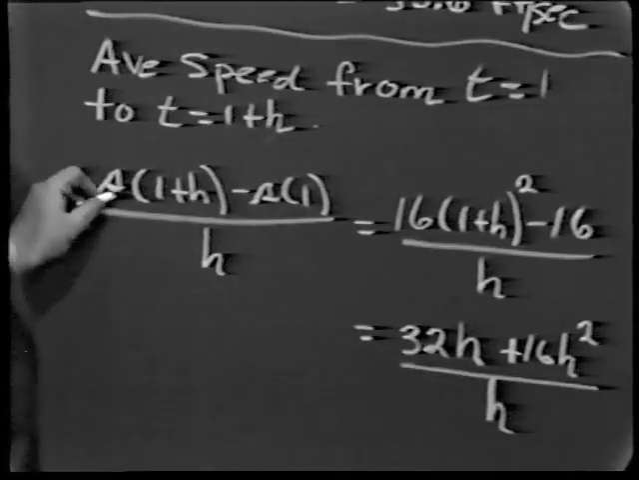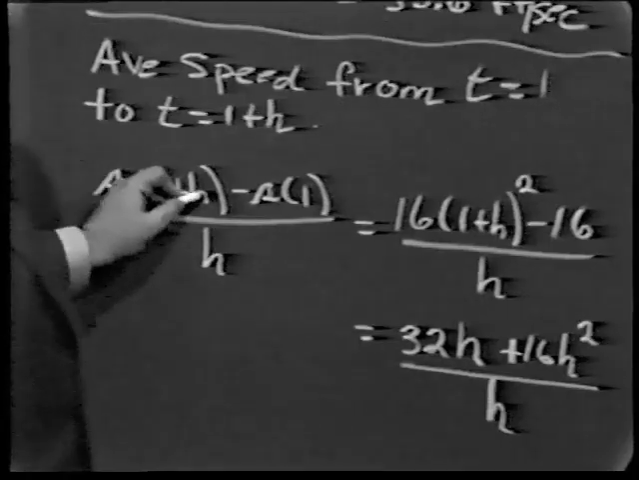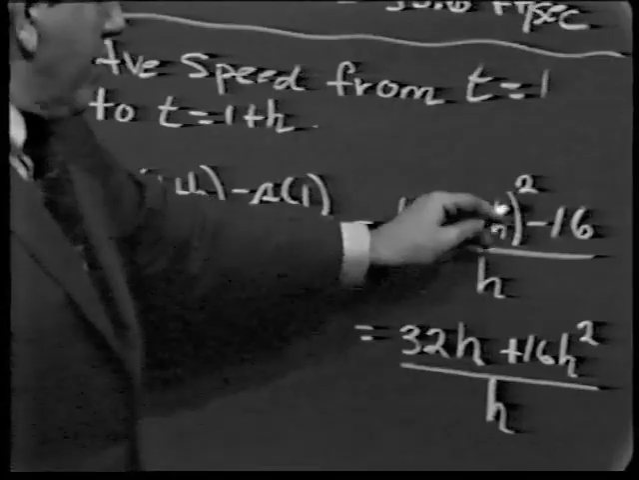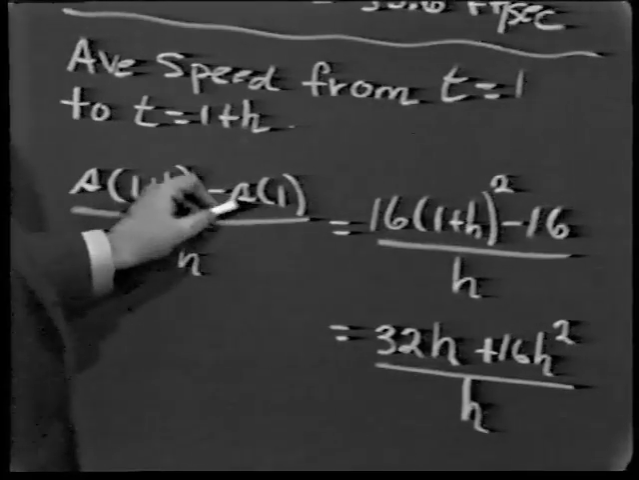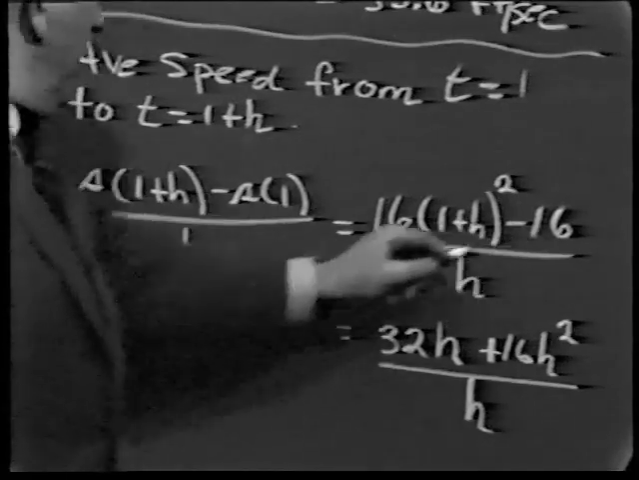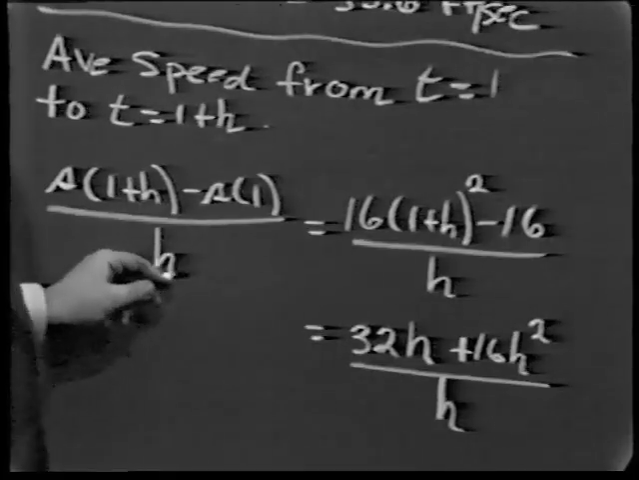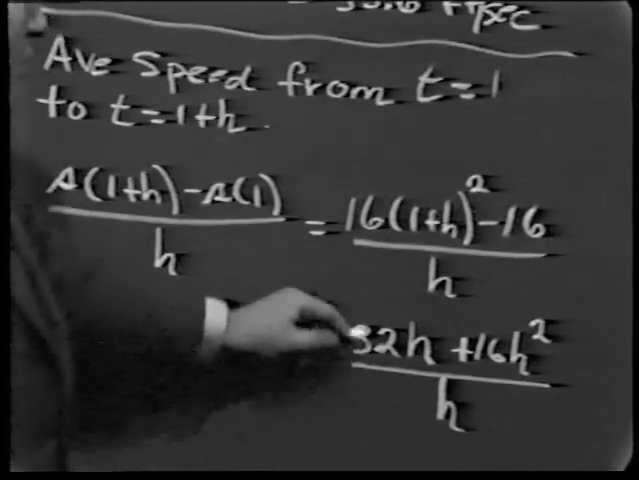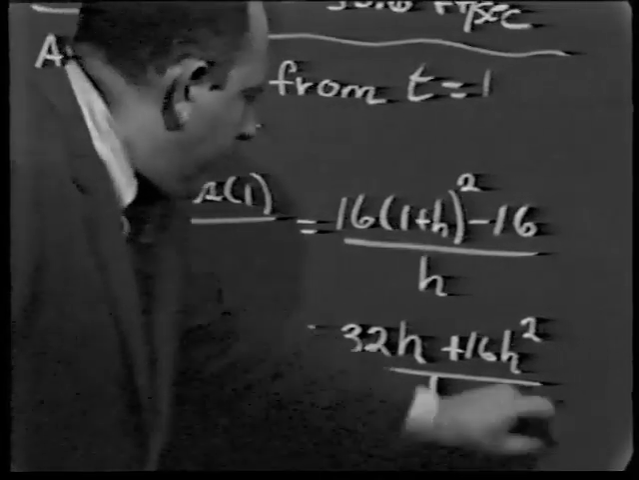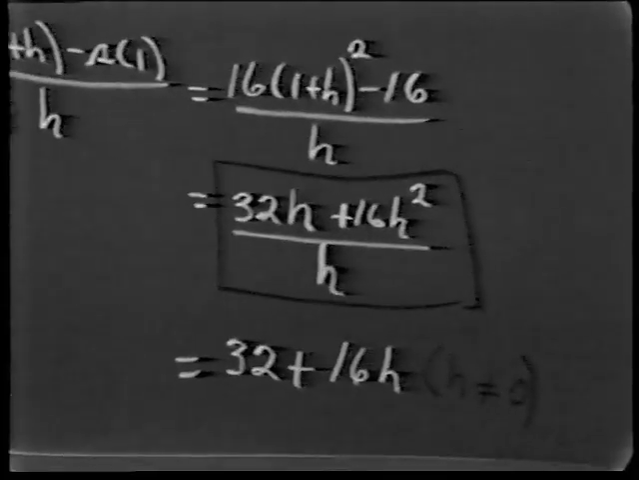Well, again, we mimic exactly our procedure of before. We feed in t equals 1 plus h and compute s, which of course is 16 times 1 plus h squared. Then we subtract off the distance that the particle had fallen when t is 1. That's 16 feet. We divide by the length of the time interval. Well, between 1 and 1 plus h, the time interval is h. We simplify algebraically, and we wind up with this particular expression, 32h plus 16h squared over h.